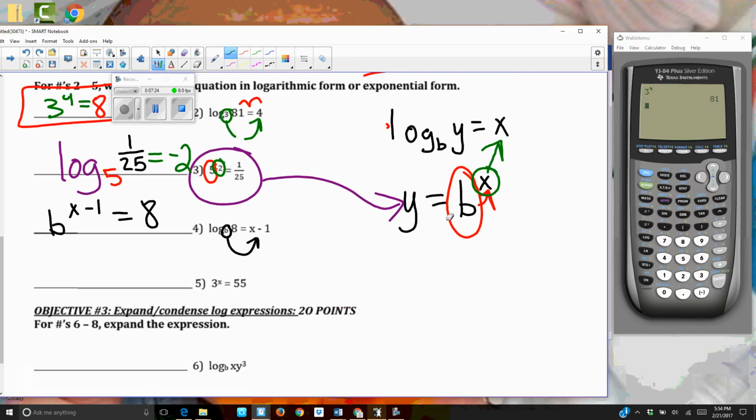And finally, number 5, 5 is in exponential form, so that means right off the bat we know we're going to convert it to log form. The base is this number being raised to a power. The power it's being raised to goes over here. So 3 raised to the x, that means the other number 55 goes right here. 3 raised to the x does give you 55, so that's a quick way to check to see if you've done it correctly. You don't need those arrows in your answer.